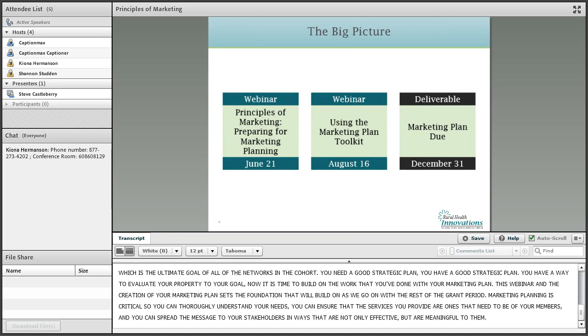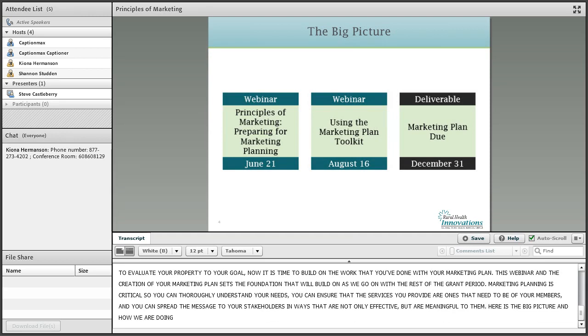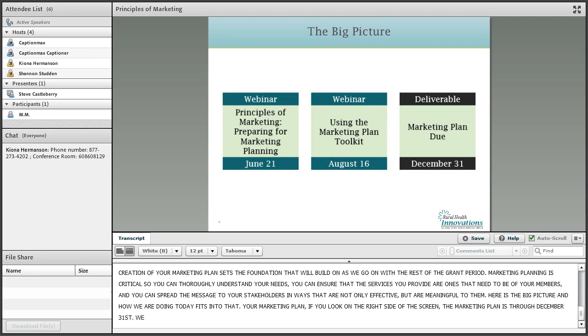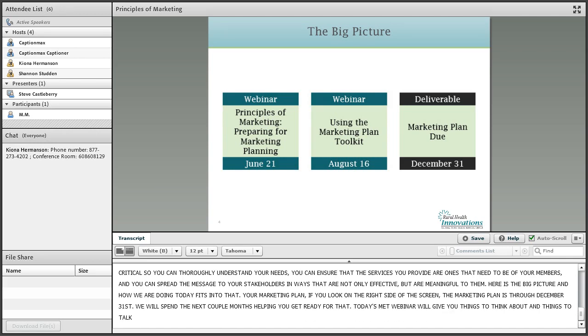So here's the big picture and how what we're doing today fits into that. Your marketing plan, if you look over on the right side of this screen, is due December 31st, and we'll be spending the next couple months helping you get ready for that. Today's webinar will give you some things to think about and things to talk to your teams, your boards, your members about as you work on putting your plan together.